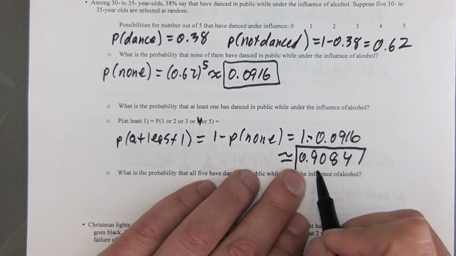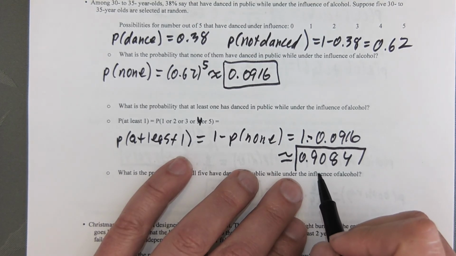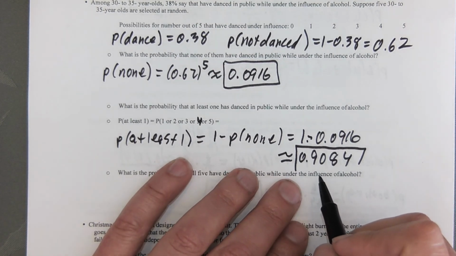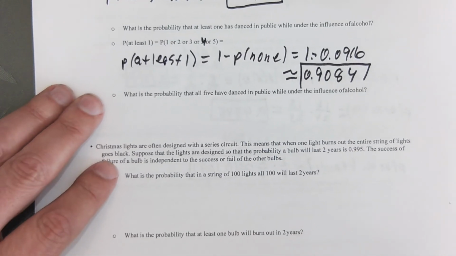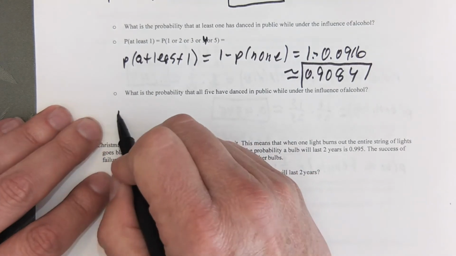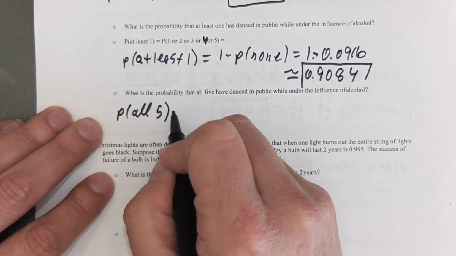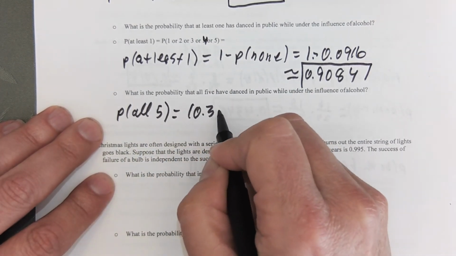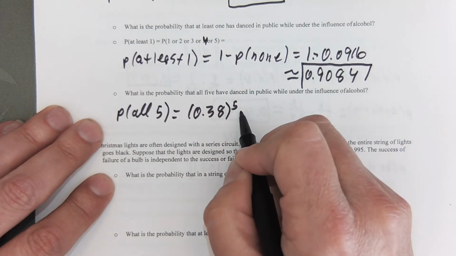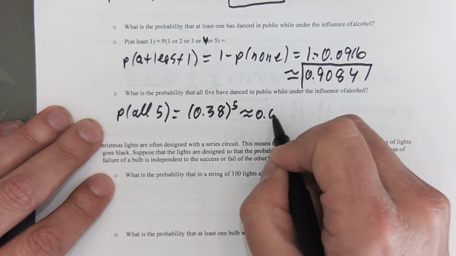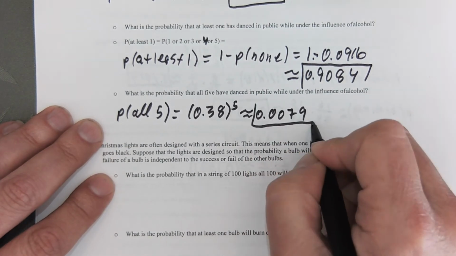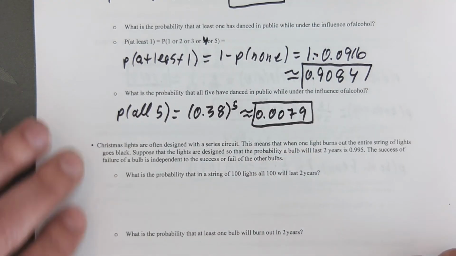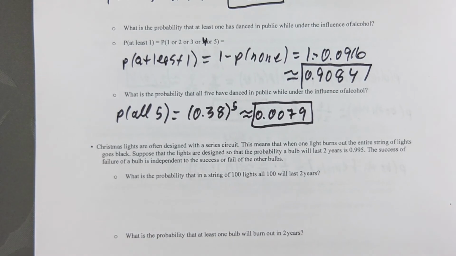Which makes sense. There's more than a 90% chance that at least one, maybe 2 or 3 or 4 or all 5 did this. And what is the probability that all 5 have danced in public under the influence of alcohol? Well, that's going to be 0.38 raised to the 5th power. And that's going to be pretty darn low, which again makes sense since each one only has a 38% chance of falling into this category.